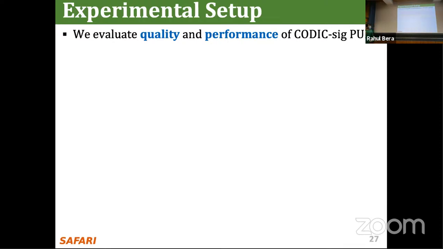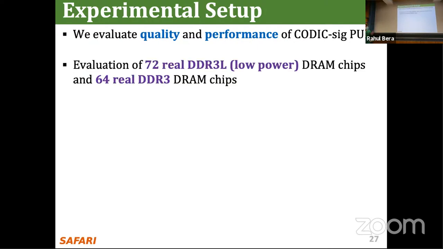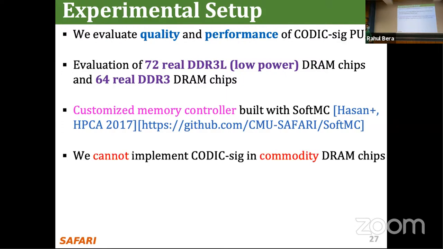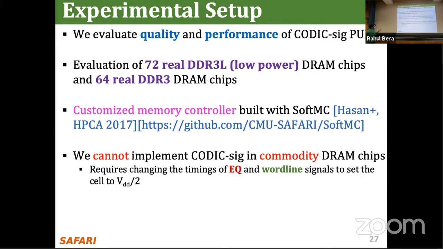So this is our experimental setup. We evaluate the quality and performance of a CODIC PUF in 72 real DDR3 low power DRAM chips and 64 real DDR3 DRAM chips. We use a customized memory controller built with SoftMC, a custom memory controller built in our group as well. We cannot implement CODIC-sig in real systems, in commodity DRAM chips, because we cannot modify the internal DRAM signals. It requires changing the timing of EQ and wordline signals to set the cell to half VDD.